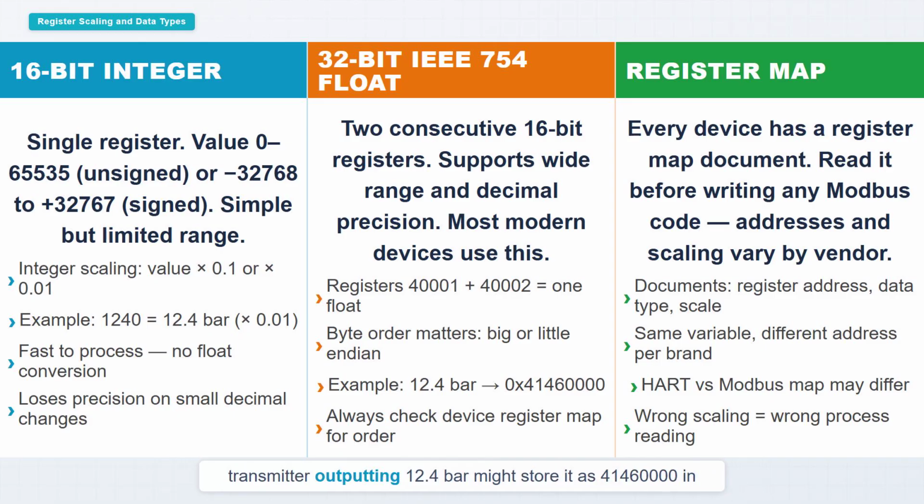A transmitter outputting 12.4 bar might store it as 41460000 in hex across 2 registers. Some devices use integer scaling instead, multiplying the float by 10 or 100 and storing the integer. Always read the device documentation to know the register map, data type, and scaling factor before writing Modbus code.